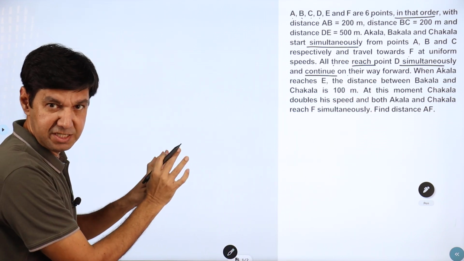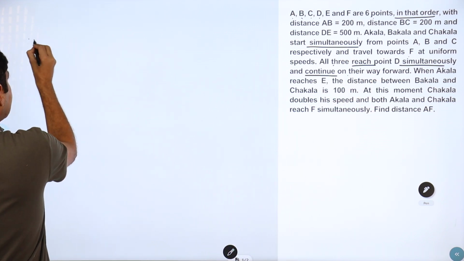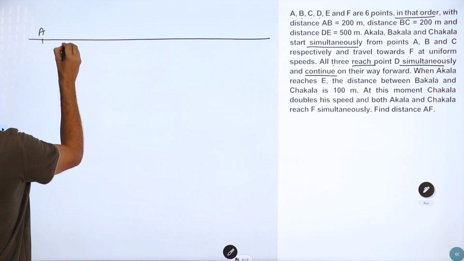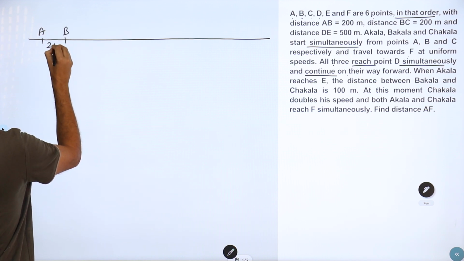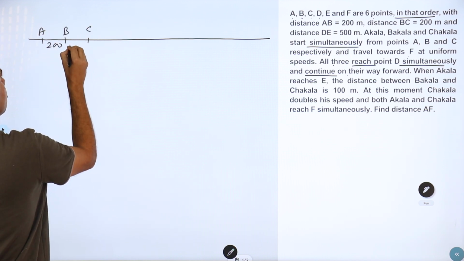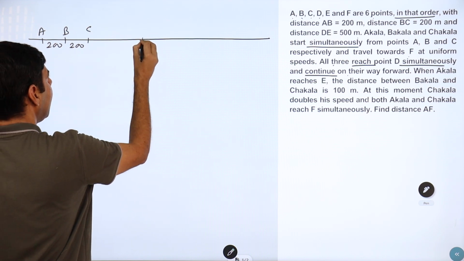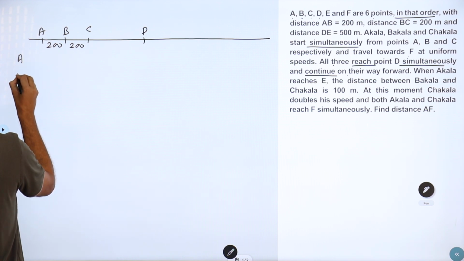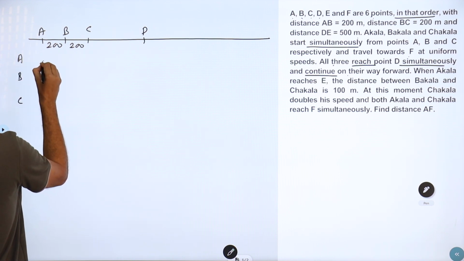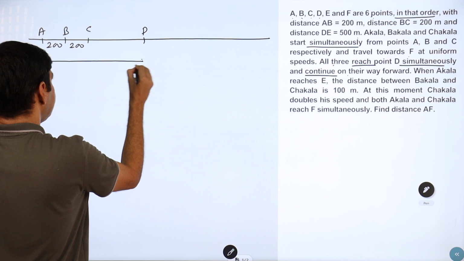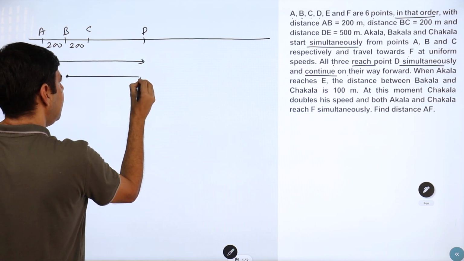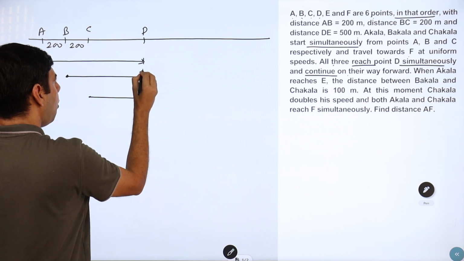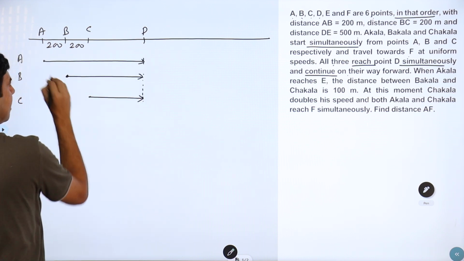Now there's a lot of information here, and to avoid an overload, let's start processing it. So we have A, we have B at a distance of 200, we have C at a distance of 200 again, and we have D where all 3 reach simultaneously. Who are the 3? Oh, so there's Akala, there's Bakala, and there's Chakala. Akala starts from A, reaches D. Bakala starts from B, reaches D, and Chakala starts from C and reaches D. And all 3 start simultaneously, reach simultaneously.